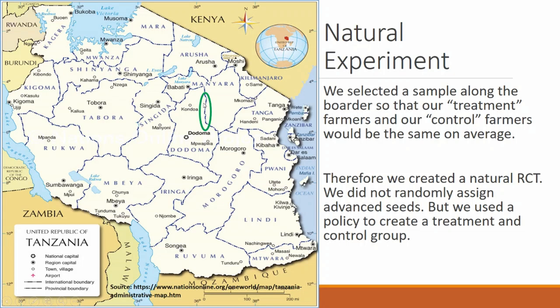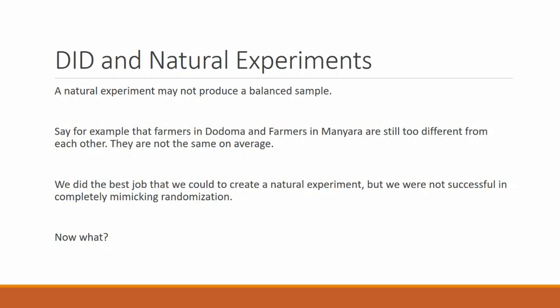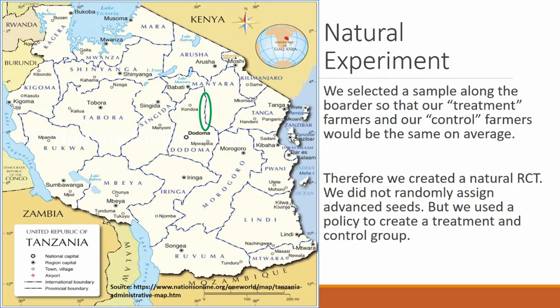But now, what if we have a problem? What if we do a great job? We pick a sample along the border, and pick them from the same tribe. So we've got lots of reasons to think that these two populations would be the same on average, but they're not quite. They're similar, but they're not quite the same on average. There's some differences. You do your balancing test, and you find that there are some statistically significant differences between the farmers that live on the Dodoma side of the border and the farmers that live on the Manyara side of the border.